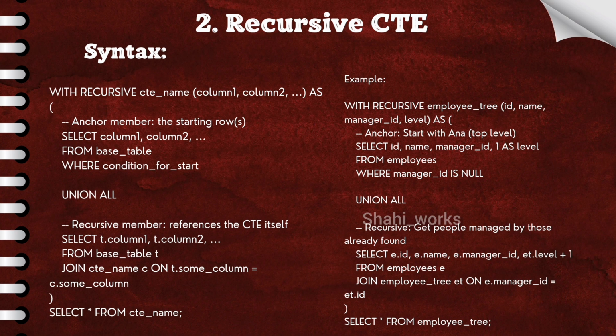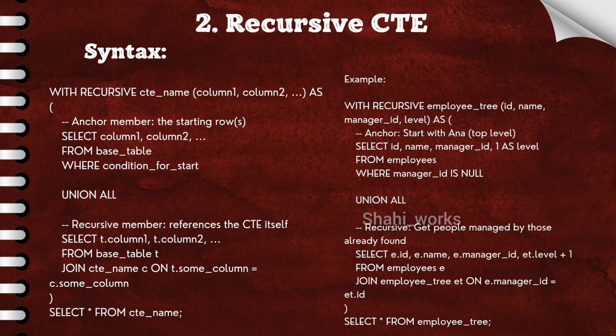Now let us jump into the second type, which is known as recursive CTE. Here the syntax will be very long and it is completely different from the first one. You have to start with WITH RECURSIVE CTE name, column1, column2 AS. Here you add the anchor member, the starting rows: SELECT column1, column2 FROM base table WHERE condition. Here also the condition applies. Next, in the middle you have to use UNION ALL. After this, again the recursive member references the CTE itself: SELECT T.column1, T.column2 FROM base table T JOIN CTE name, which you gave at the top, ON T.some_column = C.some_column, close your bracket. Also you will be using two selects, so at last after closing, SELECT * FROM CTE name.